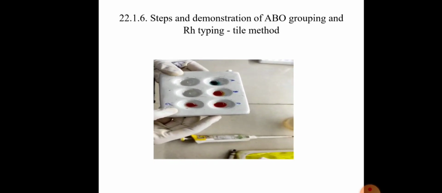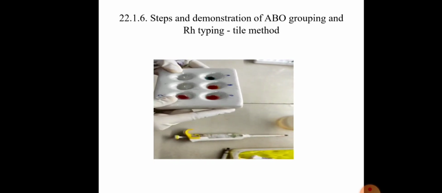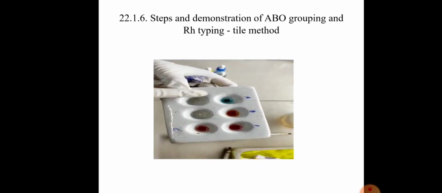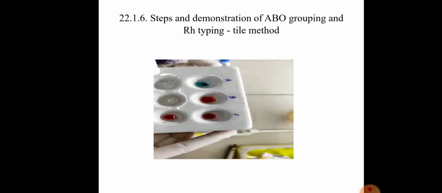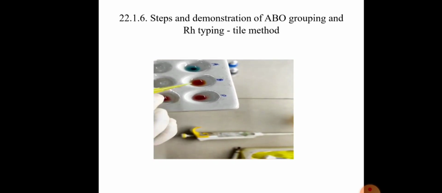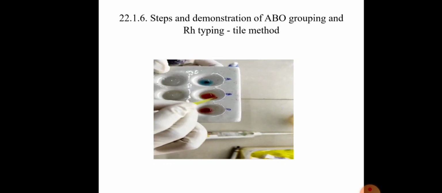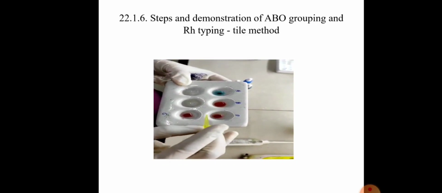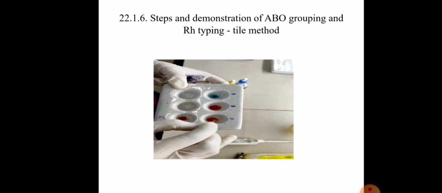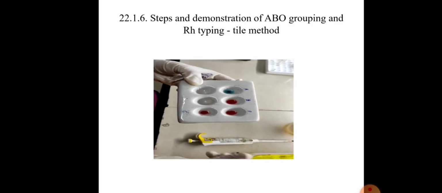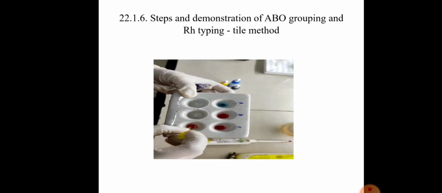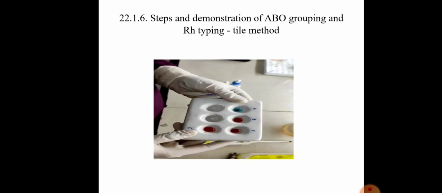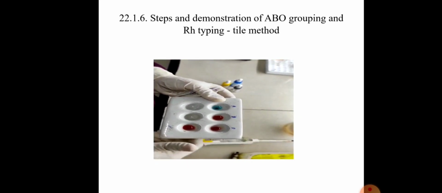Now stir it slightly, and you can notice clumps appearing in A. If there is agglutination, you can see clumps. Use this pipette for stirring. You can see no clumps in B. Discard this. Use another pipette to avoid cross contamination. You can see clumps forming in D. And here in control you can see no clumps. That means the patient doesn't have any antibodies. The blood group here is A positive.